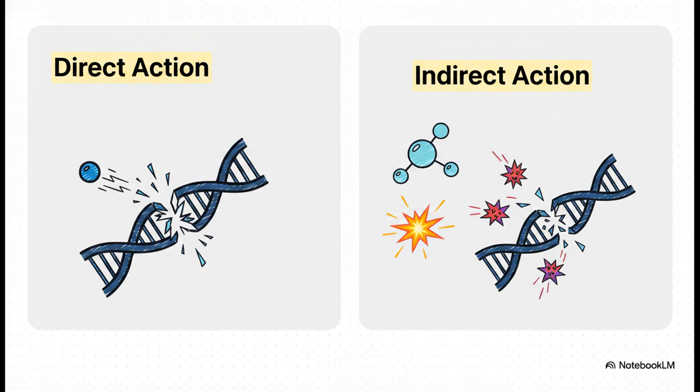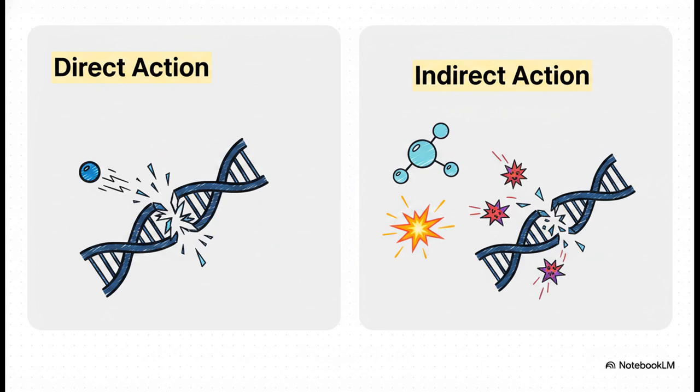First, you've got direct action. This is pretty straightforward. The electron itself directly smashes into the DNA molecule and breaks it. This is the main way that heavy particle radiation, like neutrons, works. But for photons, the X-rays and gamma rays we use all the time, the number one mechanism, the real star of the show, is indirect action.